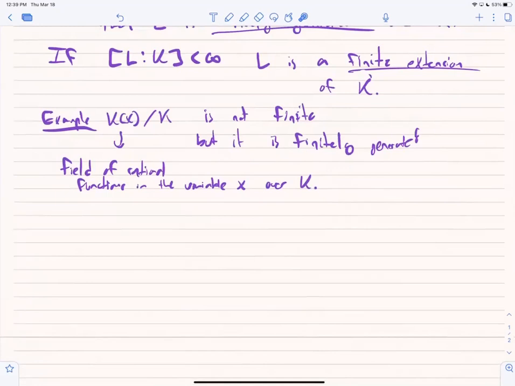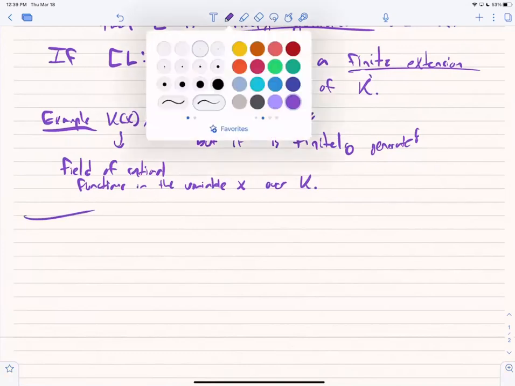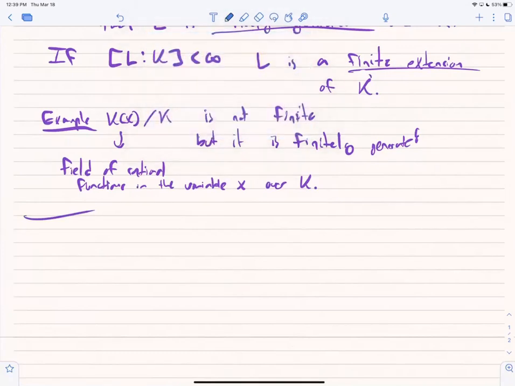Okay, well, let's go ahead and make that precise now, and then we'll come back to the other thing I was going to do. An extension is algebraic if every element of the bigger field is algebraic over K.